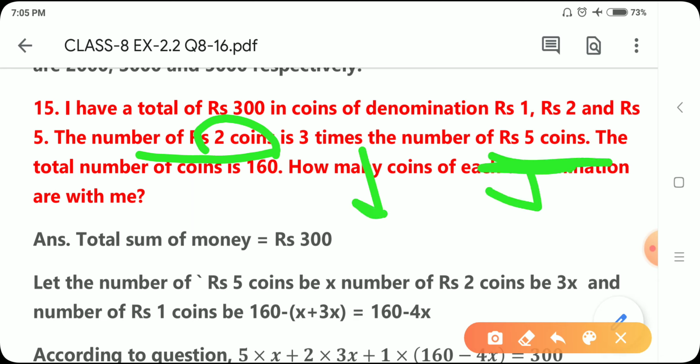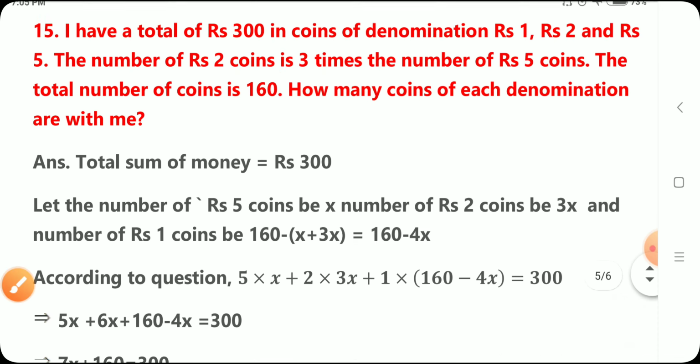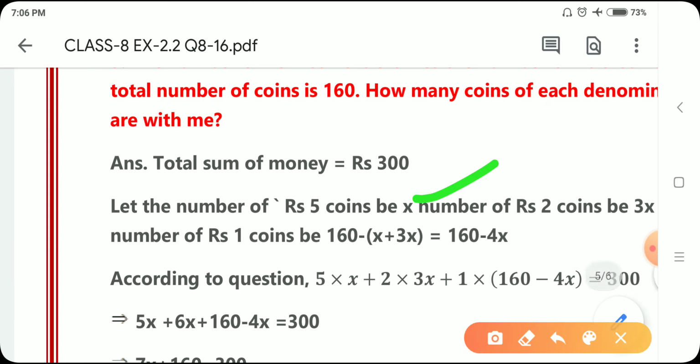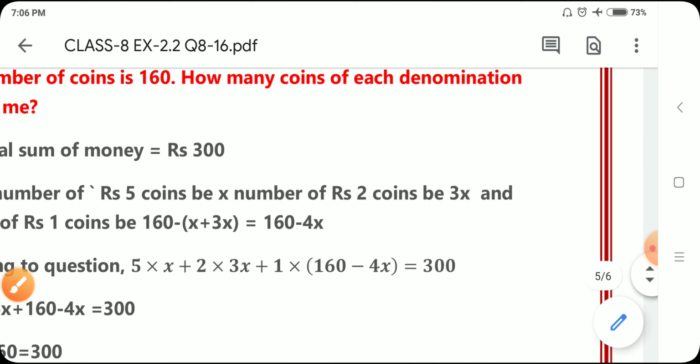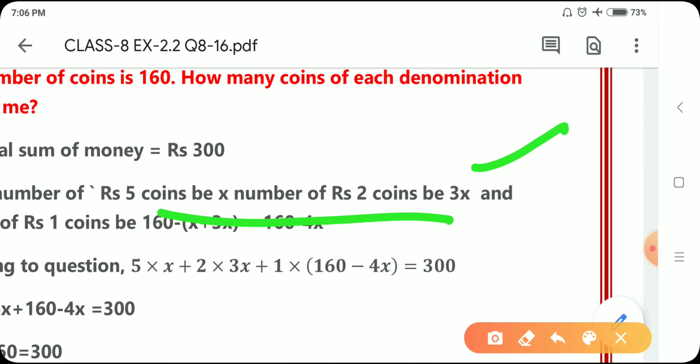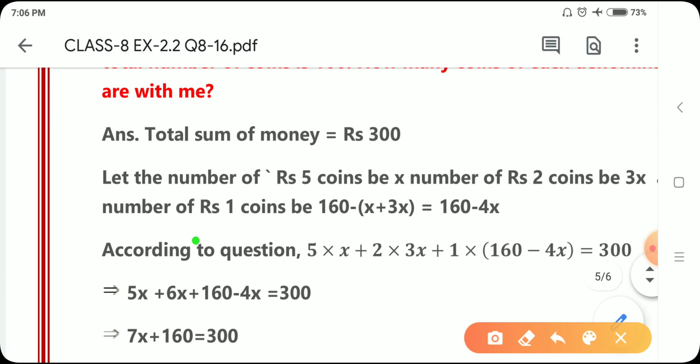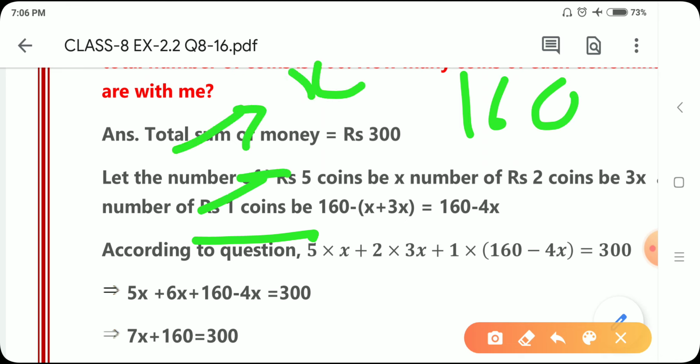So I will take the rupees 5 coins as x, and now the number of rupees 2 coins will become 3 times this x. So the number of rupees 5 coins is x, the number of rupees 2 coins will become 3x. It is given to us. Now the number of rupees 1 coins is left. How will you calculate? Total coins are 160. Rupees 5 coins are x, rupees 2 coins are 3x. So the remaining coins are of rupees 1.